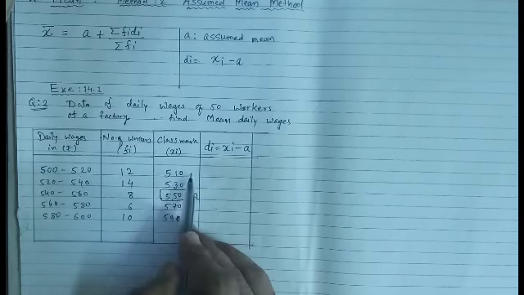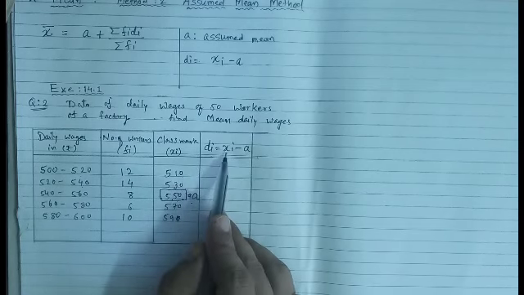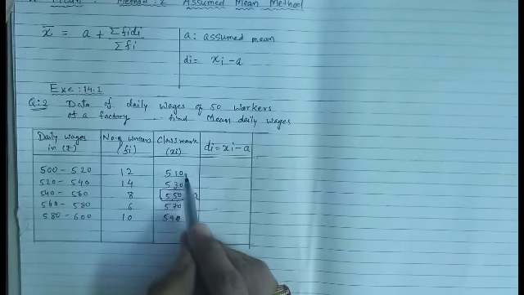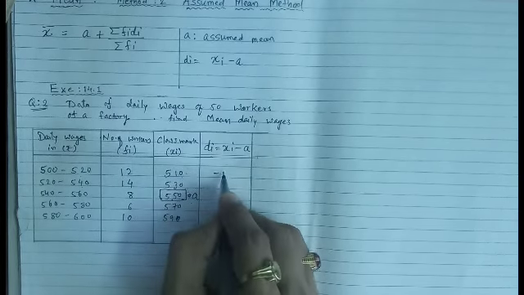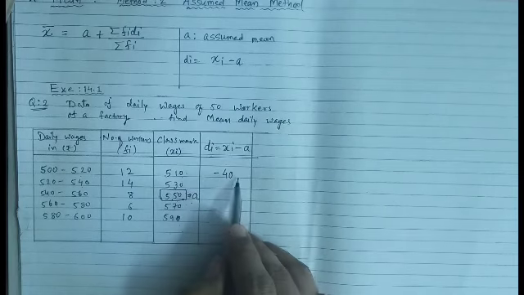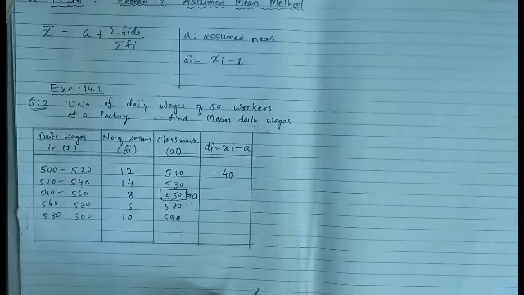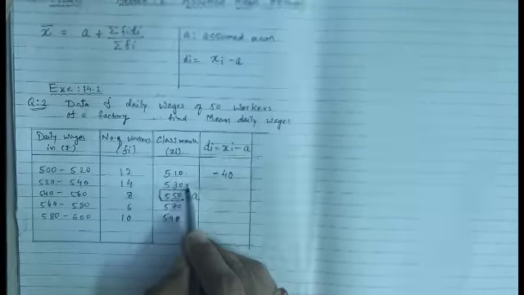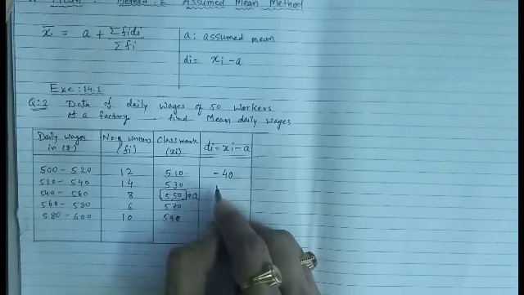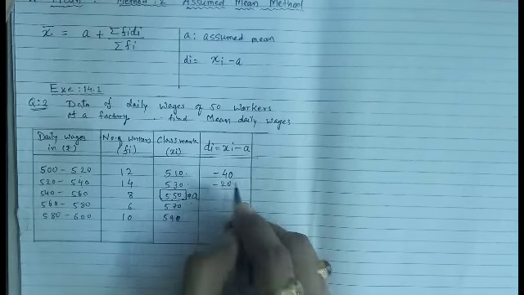We have to get di. For the first term, di is xi minus a. It means 510 minus 550. That will be minus 40. So for the first term, di is minus 40. Then for the second term, di will be xi minus a, that is 530 minus 550. It will be negative 20.